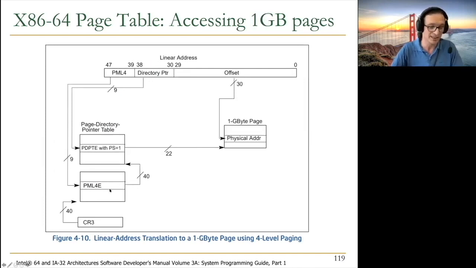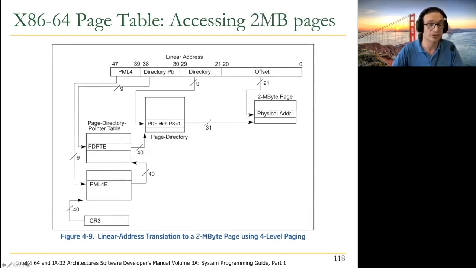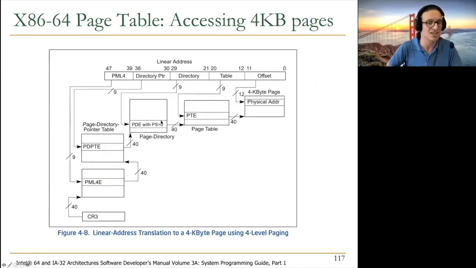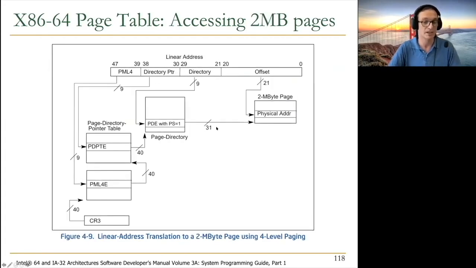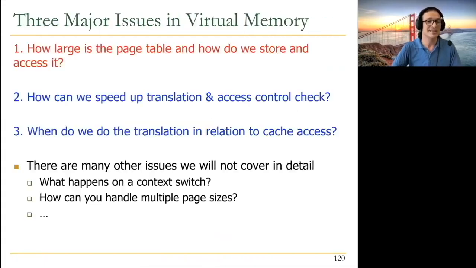You have 2 levels over here. And you have 3 levels for 2 megabyte pages, but 4-level paging is the name of the paging mechanism that they use. That's why it's called 4-level paging. The maximum levels is 4 with the smallest page size. Okay, so that's how large the page table is and how complicated it gets, basically.